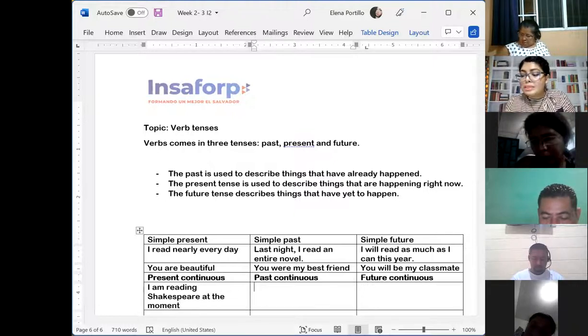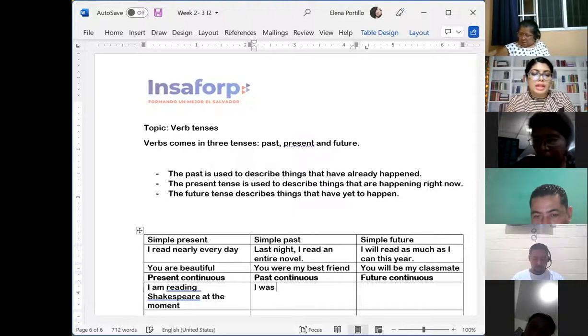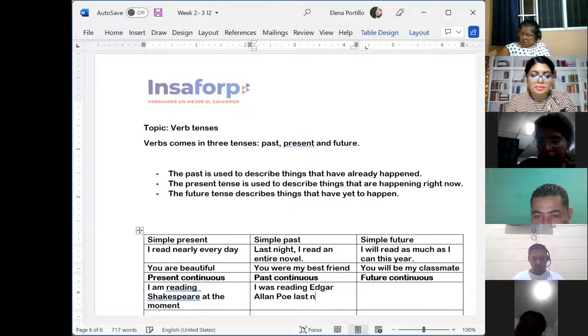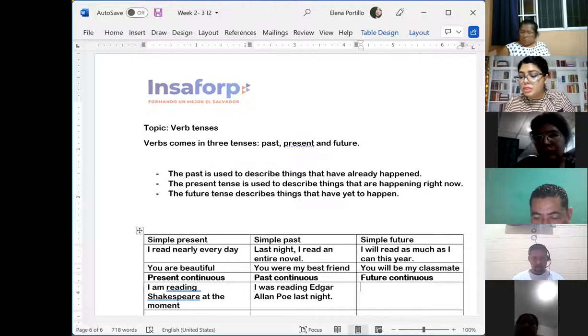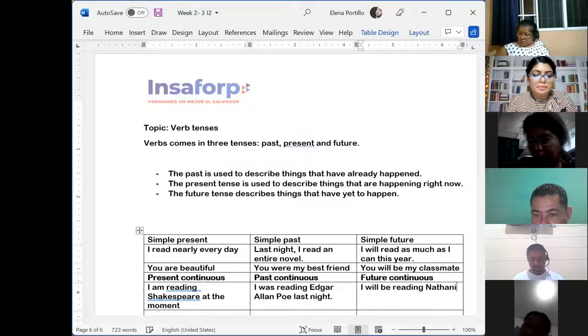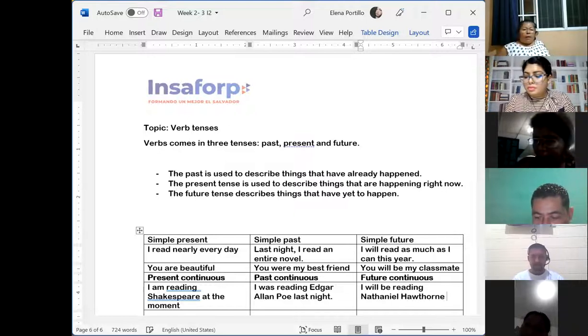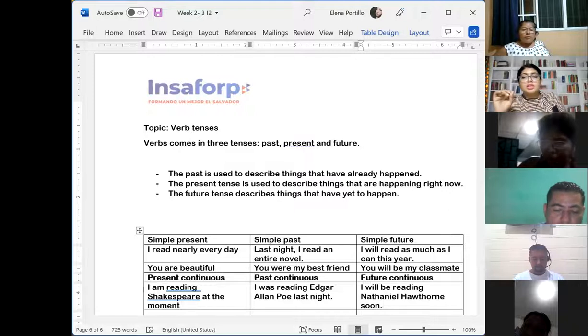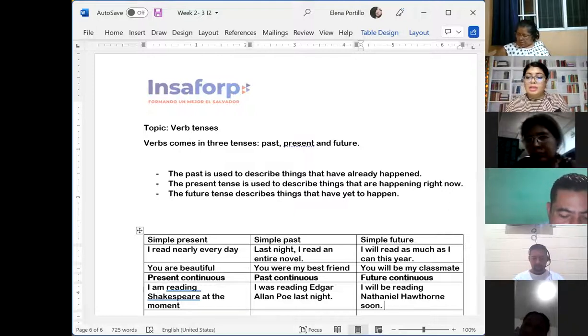Then, in the past, I was reading, also using the ing form. I was reading Edgar Allan Poe last night. And for the future continuous, I will be reading Nathaniel Hawthorne soon. So this one is also very simple to understand, because in this case, we are just going to change the verb with the ing form and nothing else.